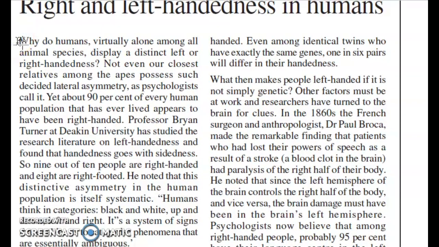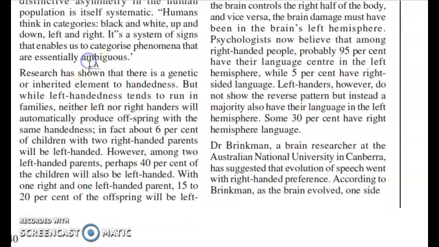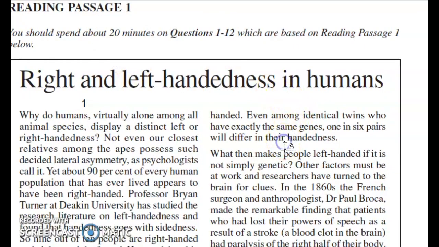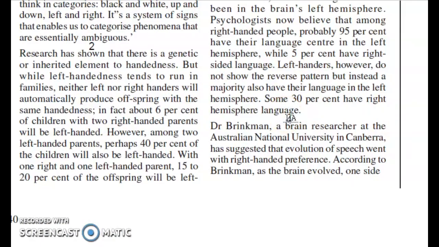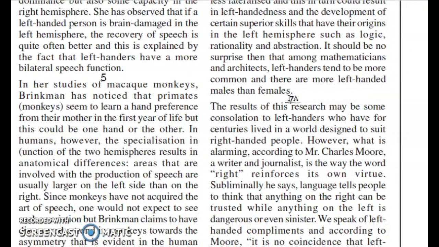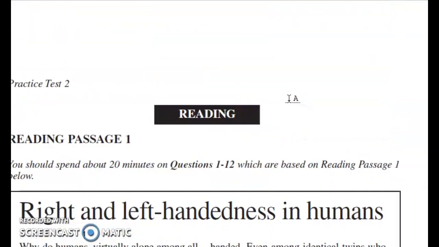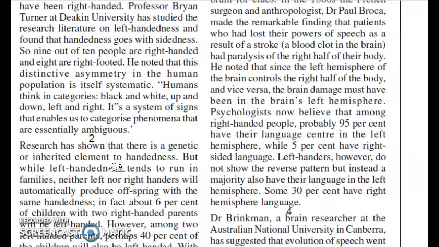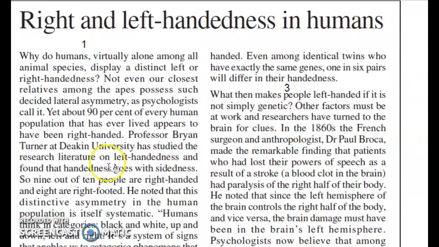So this is our paragraph 1, and then 2, 3, 4, 5, 6 and 7. So we have 7 paragraphs. Let's start skimming the paragraphs. I'll start reading from here. Why do humans, virtually alone among all animal species, display a distinct left or right-handedness? I'll skim through the passage until I find the name of any professor.